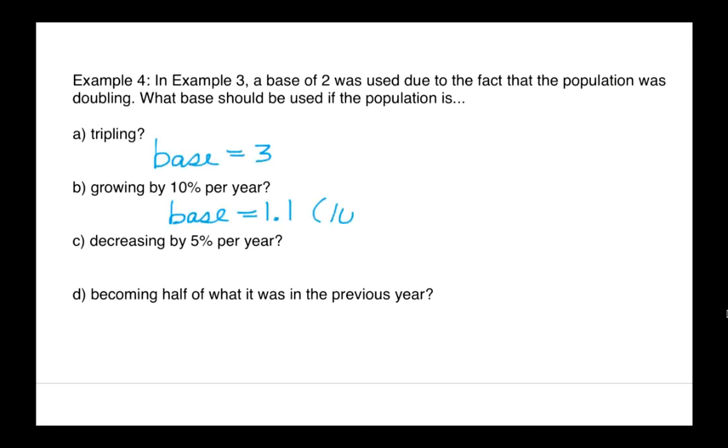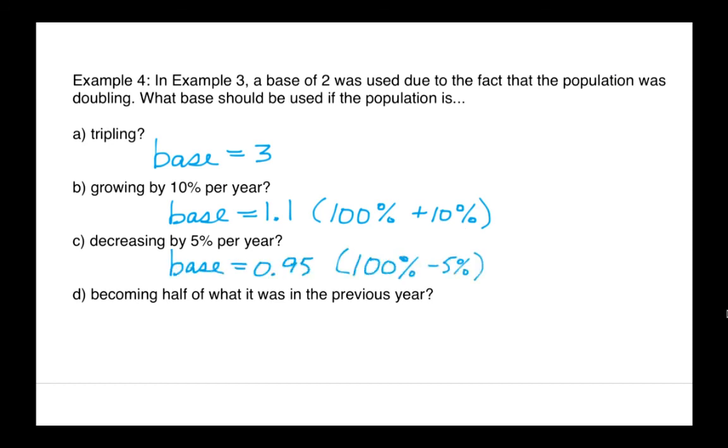If a population is growing by 10% per year, what you can do is use a base of 1.1, which is 110%. So whatever the initial population is plus 10%, that's 110%. And if the population is decreasing by 5% per year, you would subtract 5% from 100 and you get 95%. As a decimal, that's 0.95. And if you're taking the population and halving it, then you want to multiply by 1/2 repeatedly.